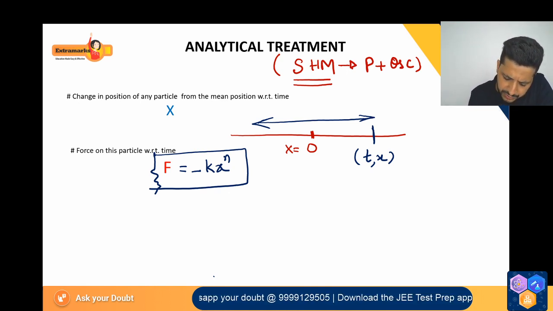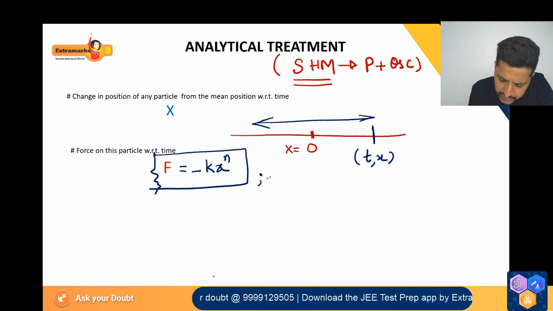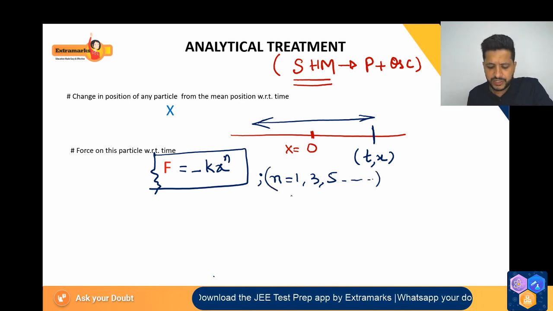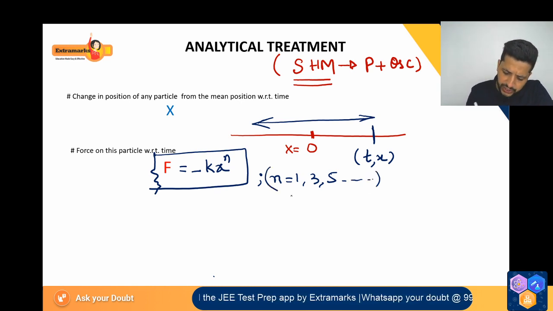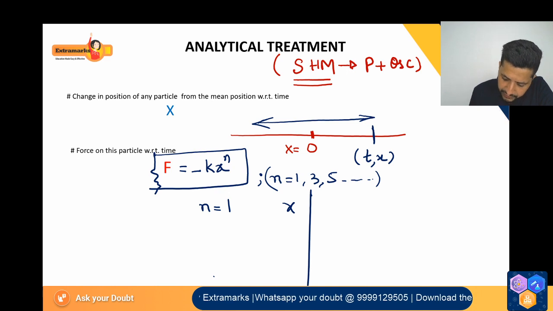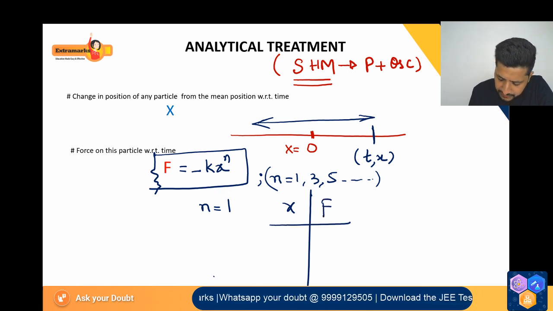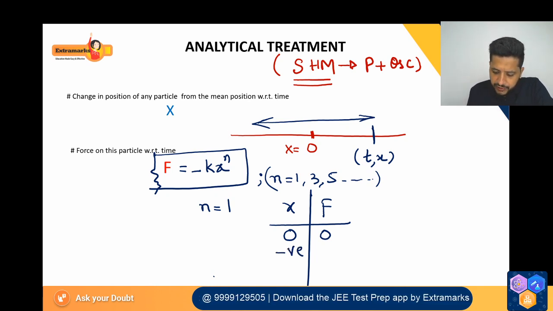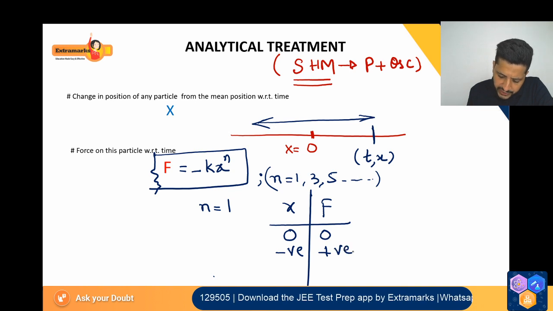So what this equation means, first thing, what are the constraints for this equation? The constraints are that the value of n should always be an odd number. This is the first thing that you have to keep in mind. And now let us put one odd number value of n. Say I put value of n equal to 1. And then I see for different values of x, what do I get as F? So if I put x equal to 0, F is 0, right? If x is negative, F becomes what? Positive. If x is positive, F becomes what? Negative.